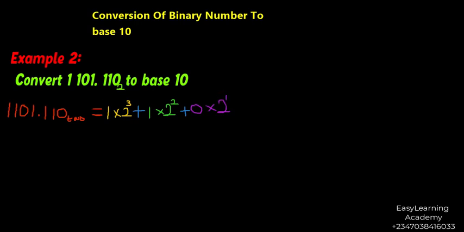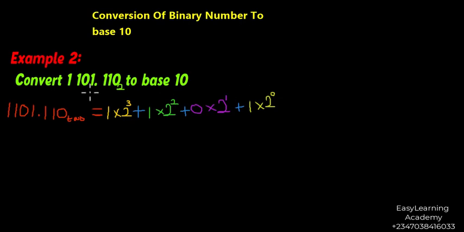So we bring down our plus sign again. Then we do it for the last digit of the whole number part. The last digit here is 1. So for that, it will be 1 times 2 raised to power 0. If you observe, we are done with the whole number part.